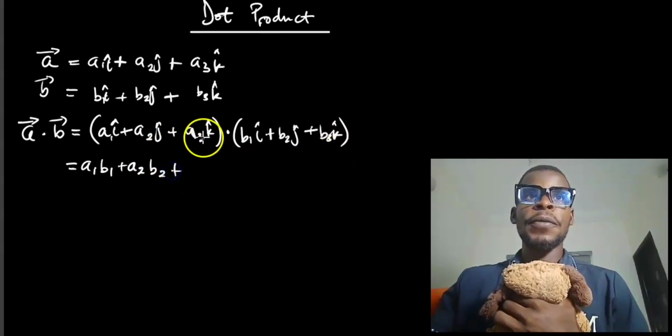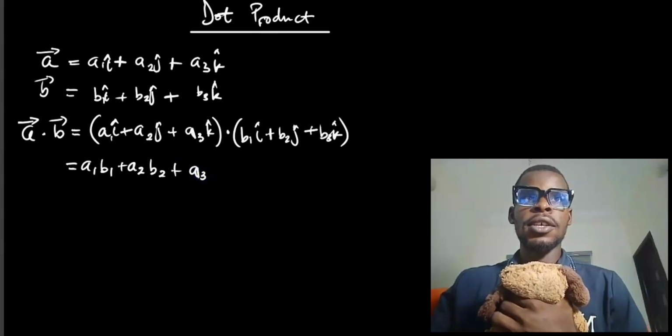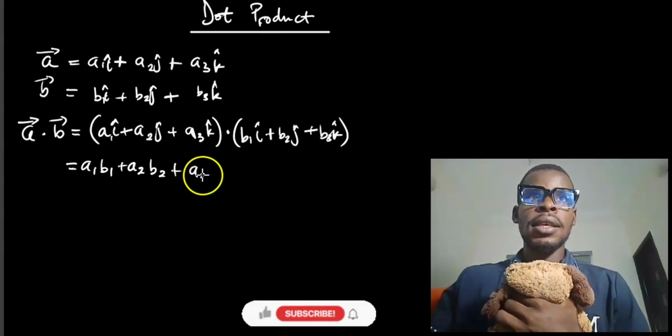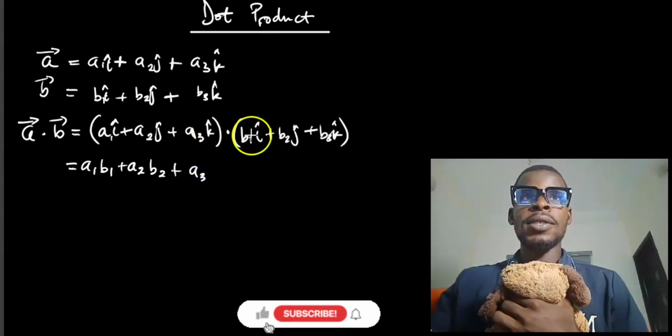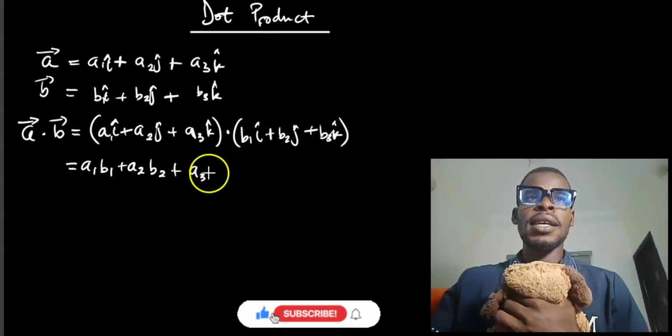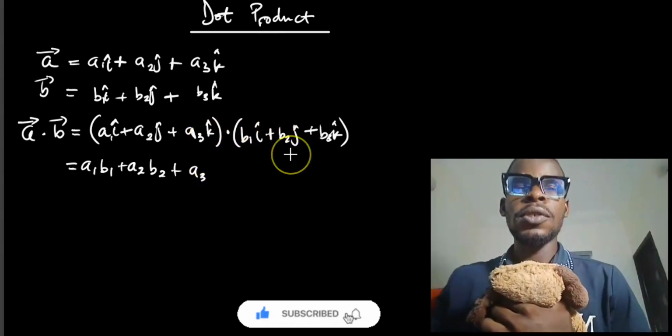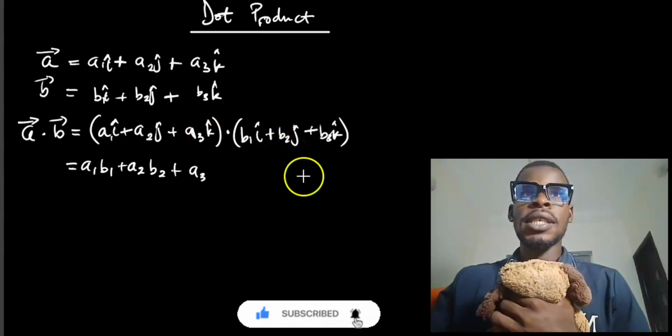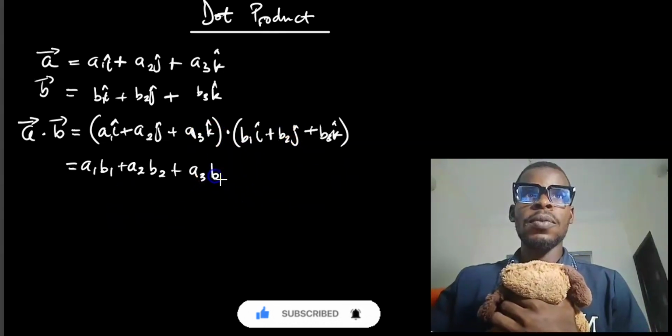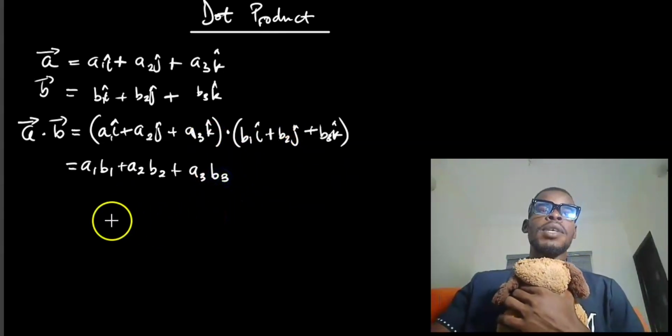And then lastly, we have a3k dotted with b1i. Since k dot i is 0, we won't write that. Then k dot j will still give us 0, but k dot k will give us 1, which means we'll have to multiply with b3.